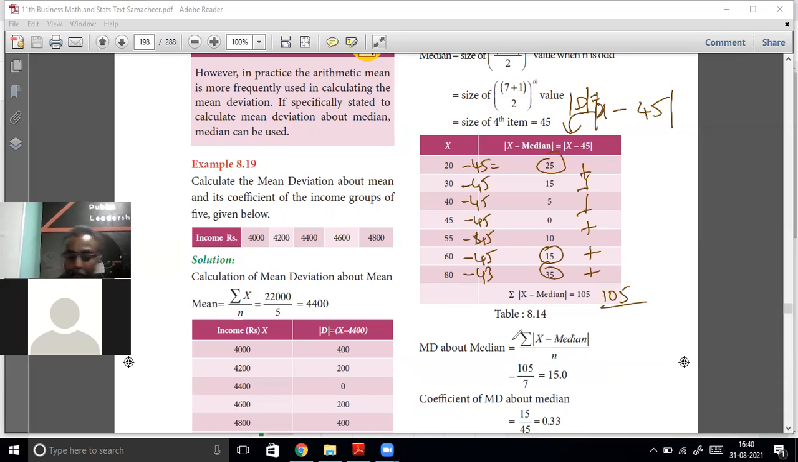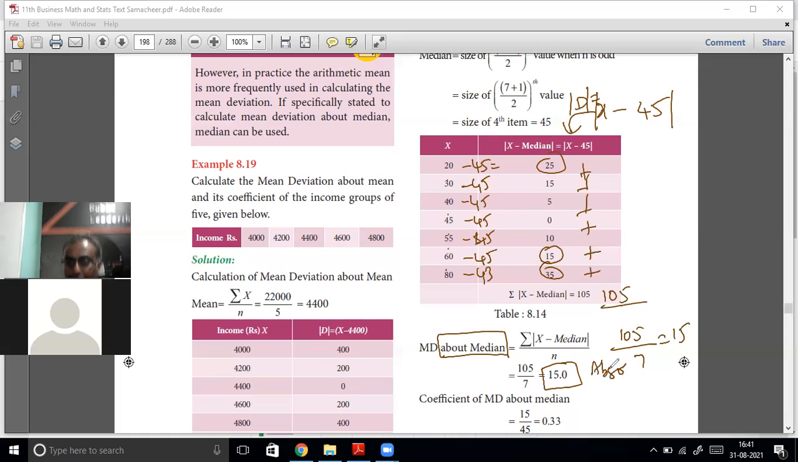Now what you have to do is simple: mean deviation about median is equal to sigma |x minus median| by n. That is 105 by n. How much is n? 1, 2, 3, 4, 5, 6, 7. So 105 by 7, that is equal to 15. So mean deviation about median is 15. That is an absolute value.